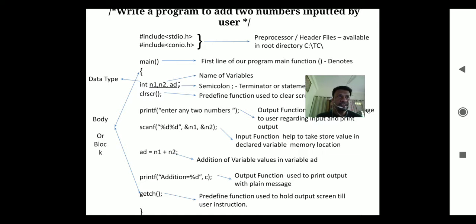This is a declaration section, or we can say the preprocessor section, where generally we declare header files or macro definitions. After this we start our main program. Generally we write void main open bracket close bracket. The first line of the program, main, is a function. A function is denoted by open parenthesis and close parenthesis.